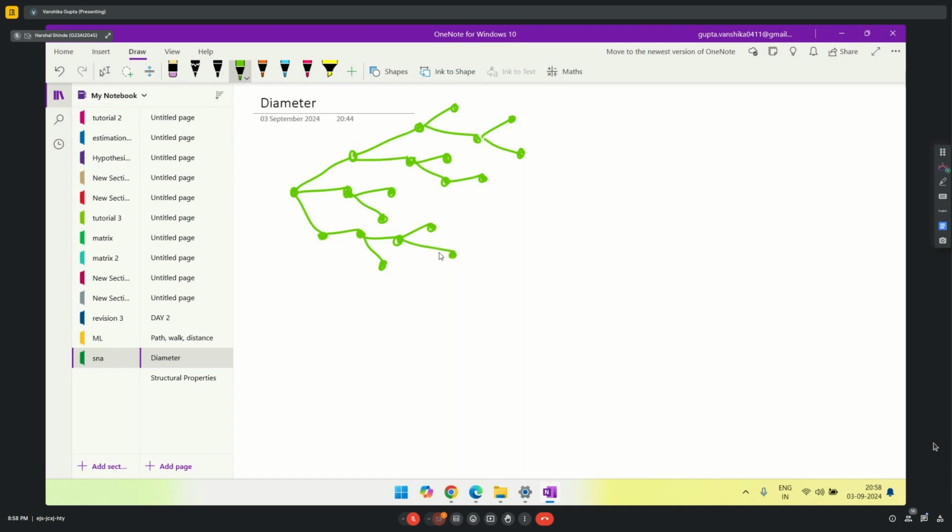This is a graph that is given to you, and you are told to find the diameter of the graph. First of all, the definition of the diameter of a graph is the maximum of the shortest distance between any pair of nodes. What you do is calculate all the shortest distances, and then find the maximum of all the shortest distances.